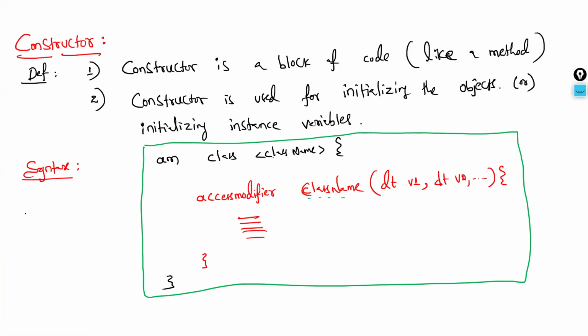So from this definition, there are some properties to follow. What is the first property? If you observe, the constructor name has to be the same as the class name. So that is the first property: constructor name should be the same as the class name.